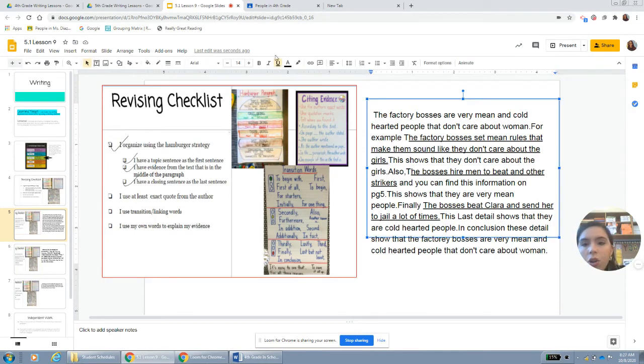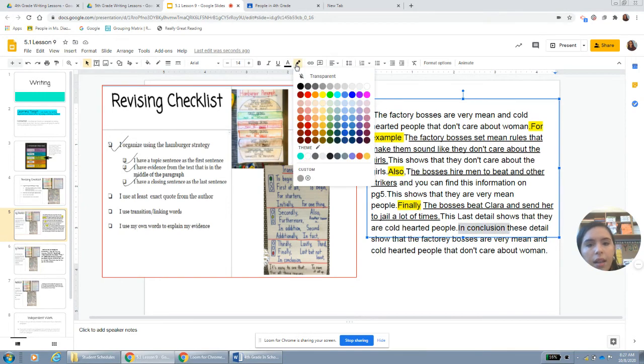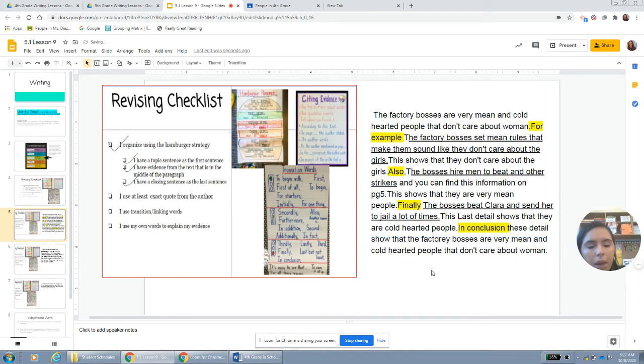Okay, boys and girls. So hopefully you said some of these. You said, for example, I'm gonna highlight that. This student used for example. This student uses also. This student also uses finally. And to show the last sentence, the concluding sentence, they wrote in conclusion. Okay, so yes, this student uses lots of transition words. So they definitely can get a check there.